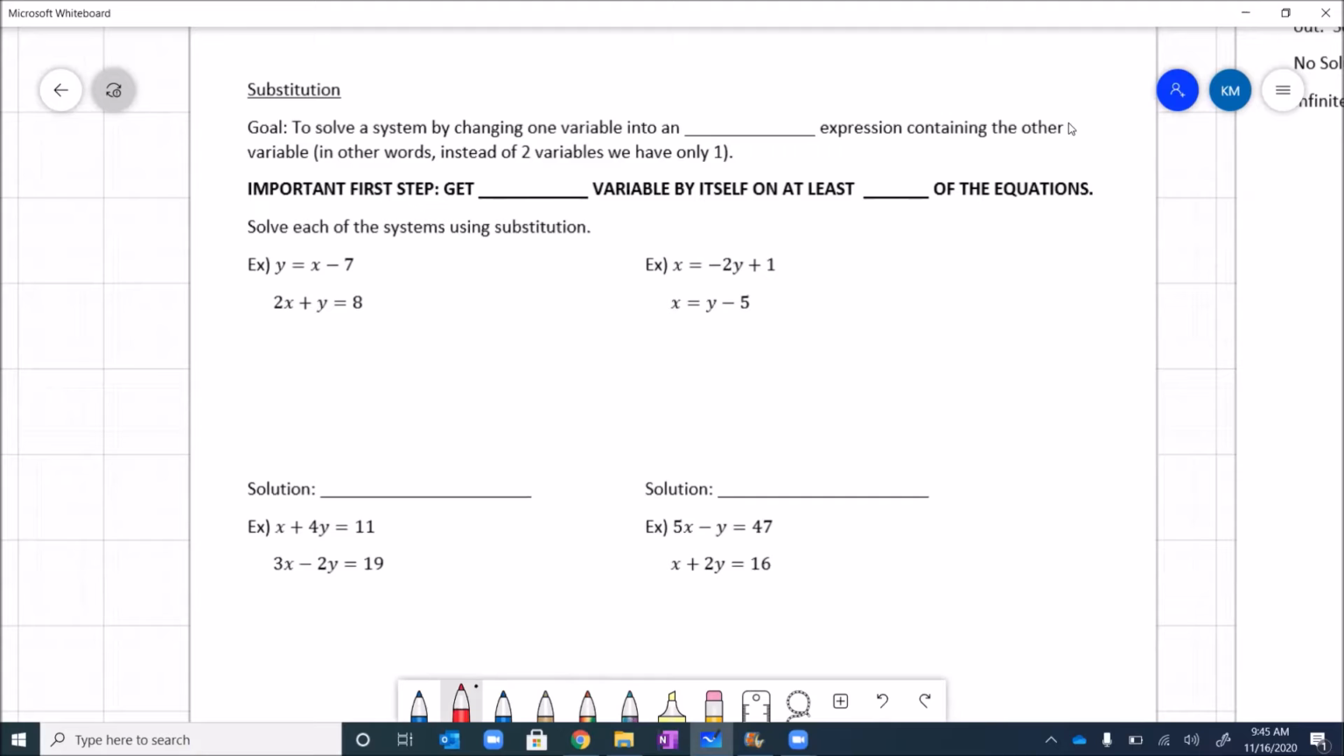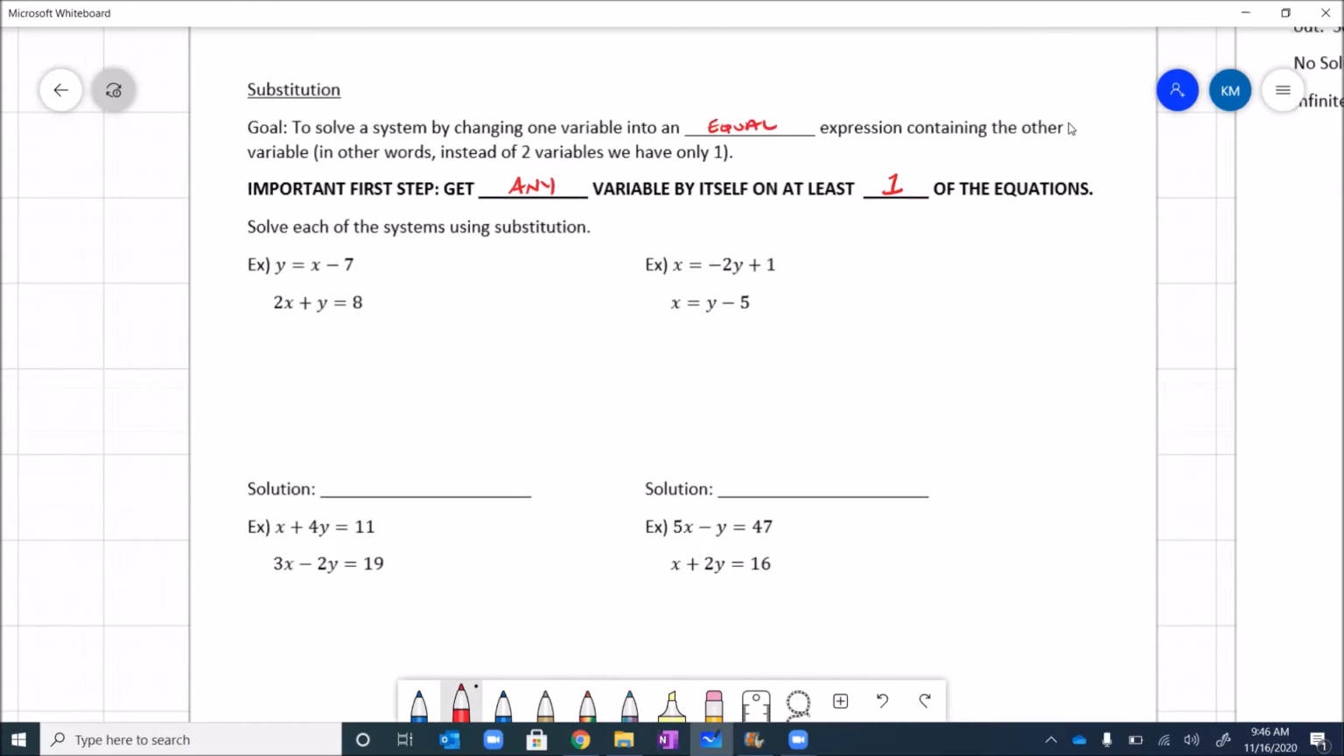Okay, so here we go. Substitution: to solve a system by changing one variable into an equal expression containing the other variable. In other words, instead of two variables, we only have one. Here's the first step. We want to get a variable by itself, any variable, doesn't matter which one, in at least one of the equations. As we look at our first problem, y equals x minus 7, and 2x plus y equals 8.